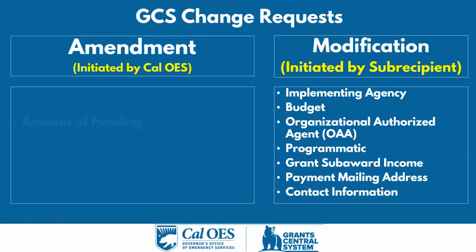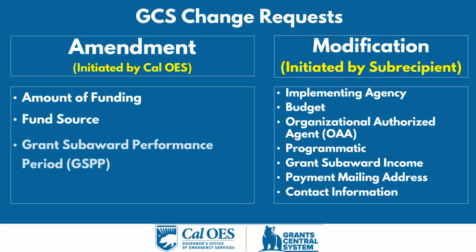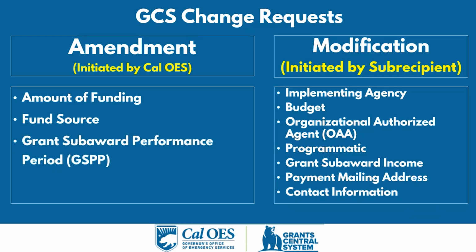So the 4 options for amending an executed grant subaward include changes to the amount of funding, changes to fund sources allocated to the grant subaward, changes to the grant subaward performance period, or when the subrecipient organization or agency changes their agency name.